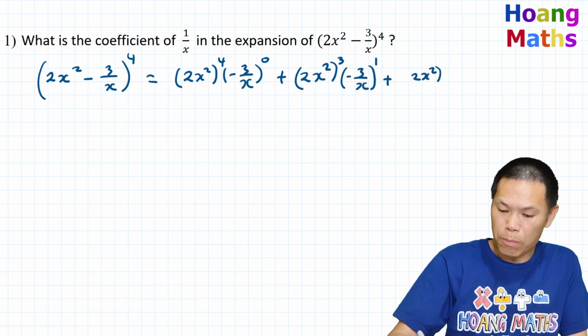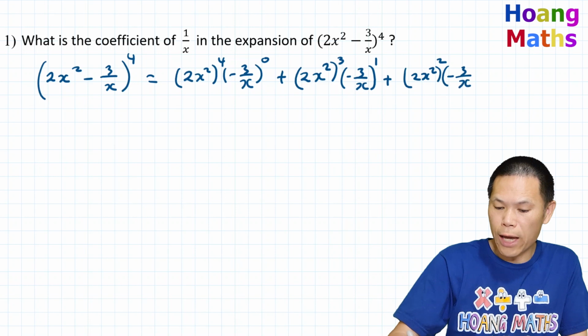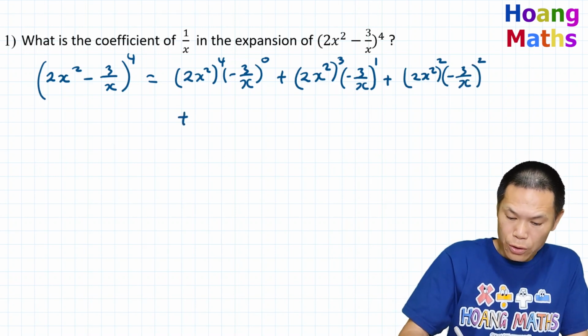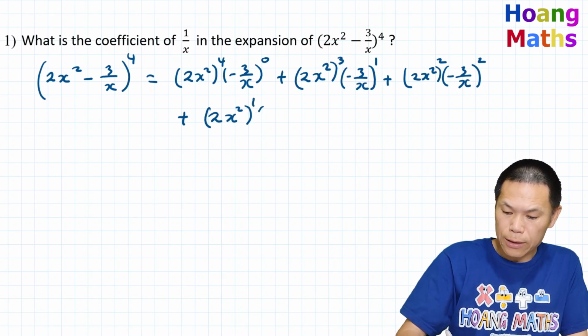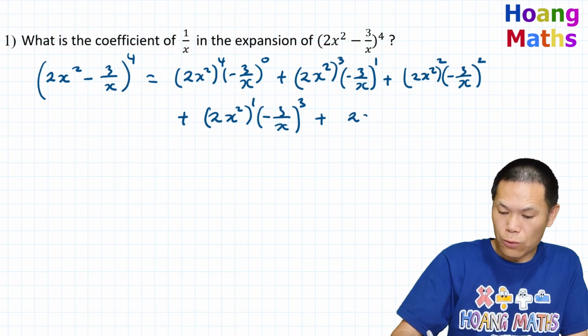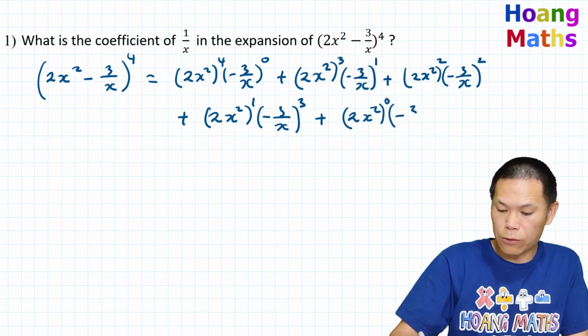2x squared power 2, and then negative 3 over x power 2. And then we add 2x squared power 1, negative 3 over x power 3. And then we add 2x squared power 0, negative 3 over x power 4.